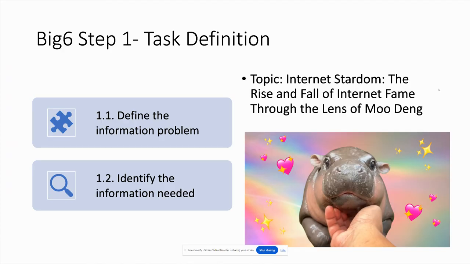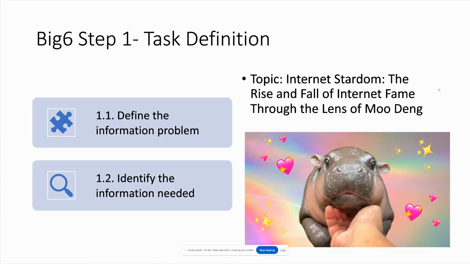that is your journey. For instance, our topic today is the rise and fall of internet fame through the lens of Mudang and our very popular hippo. But what that means for us is that, okay, so we're talking about Mudang, but we're not just talking information about her, but we're talking about internet stardom.